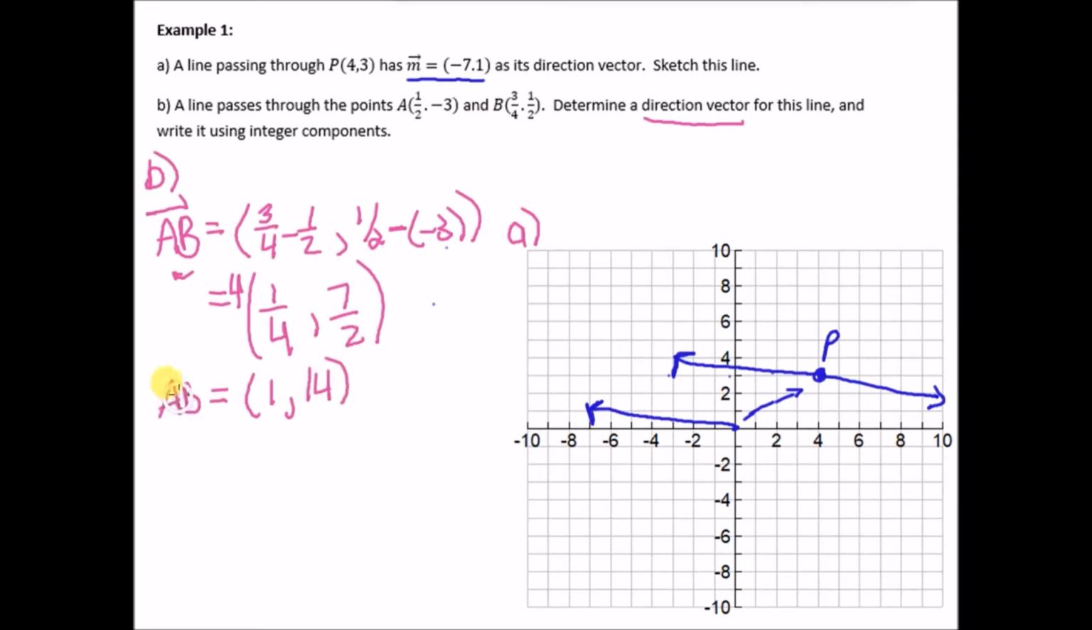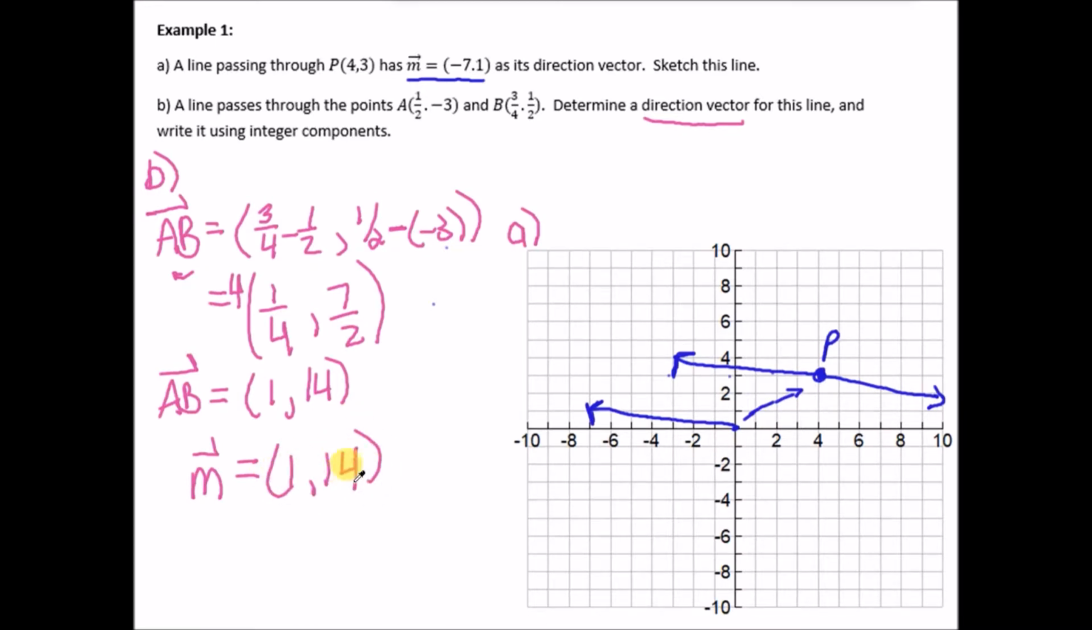Okay, that means AB is the direction vector, and it's equal to (1, 14). We can also write this as vector m equals (1, 14), or you can do (-1, -14), and that's still okay.